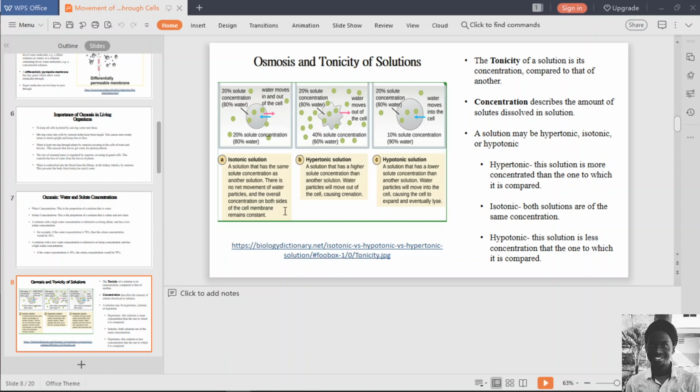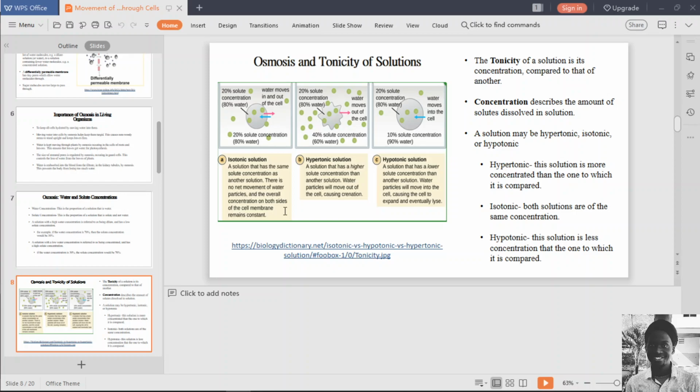Then we have the tonicity of solutions. Tonicity is basically the concentration of a solution, right, compared to that of another solution. And when we are talking about concentration, we are talking about the amount of solutes that are dissolved in solution. Okay, a solution may be hypertonic, isotonic, or hypotonic.